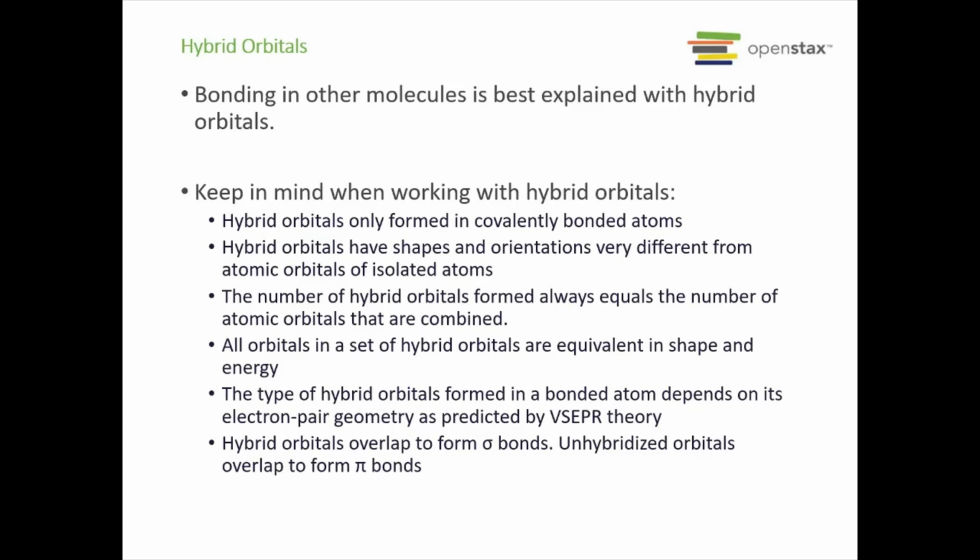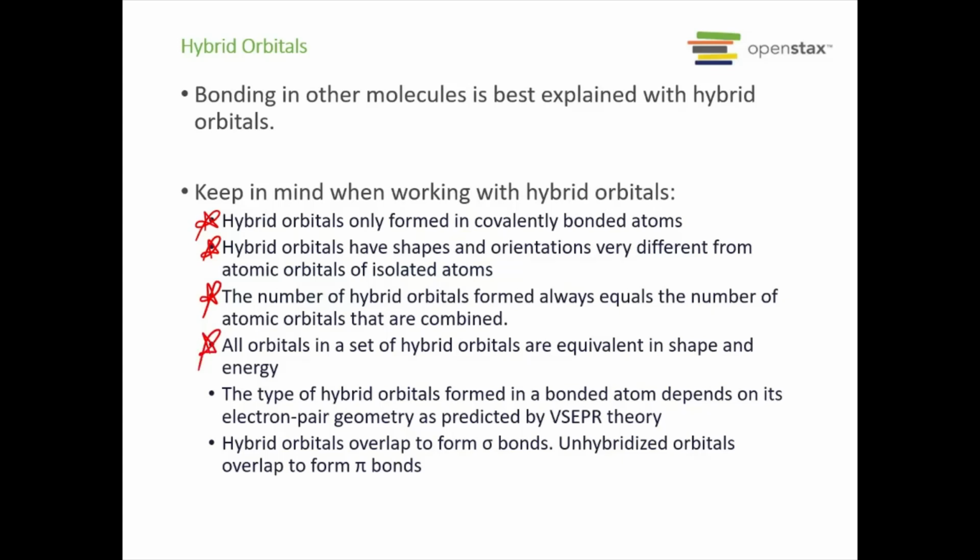So there are some things to know when you're working with hybrid orbitals. They are only formed in covalently bonded atoms, so they're not in ionic compounds. They have shapes and orientations very different from atomic orbitals of just the atoms. So you can't look at an atomic orbital and say, this is what the hybrid looks like. They're very different. The number of hybrid orbitals formed always equals the number of atomic orbitals that are combined. All orbitals in a set of hybrid orbitals are equivalent in shape and energy.